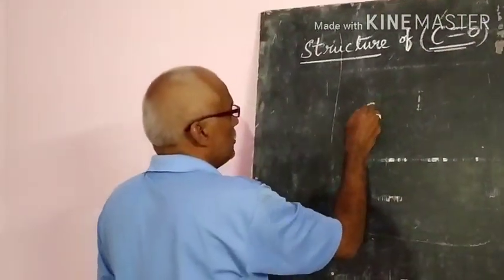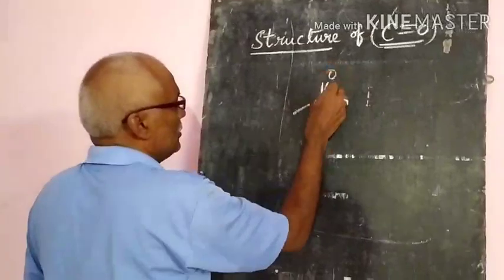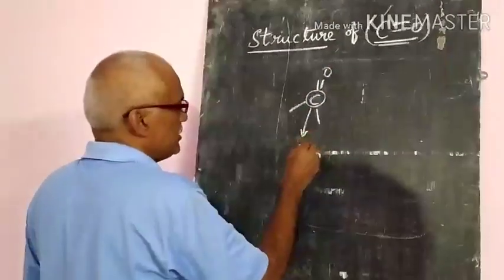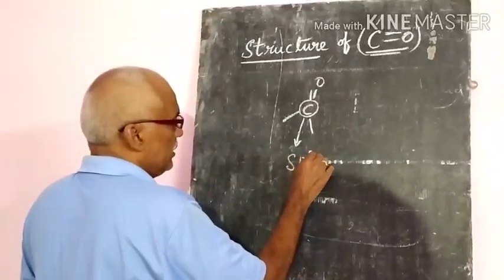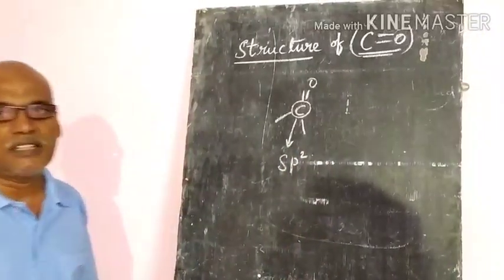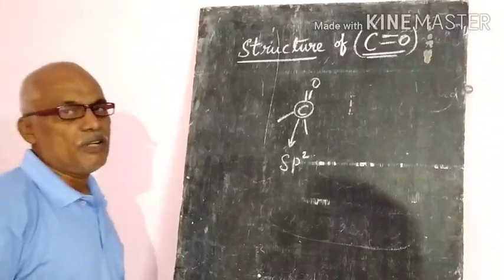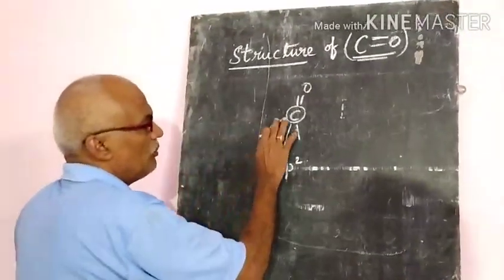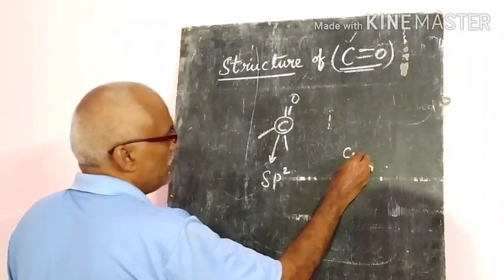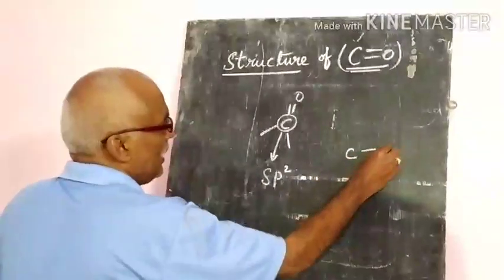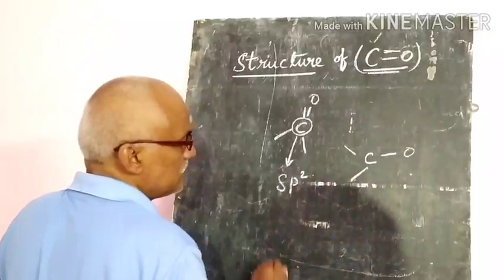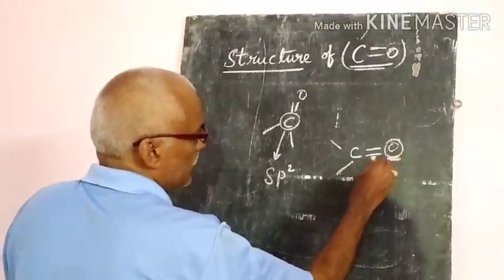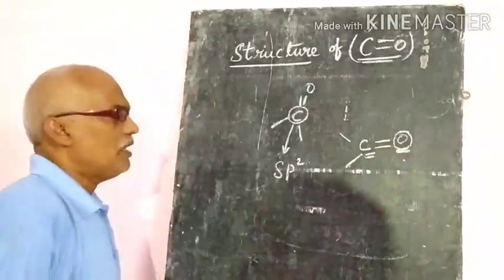In the carbonyl group, the carbon's hybridization state, as we already know, is sp2 hybridized. So that is the most important, sp2 hybridized carbonyl. In this one, how many bonds are there? This carbonyl carbon has 3 sigma bonds and 1 pi bond with oxygen. That is, with oxygen 1 pi bond is there.